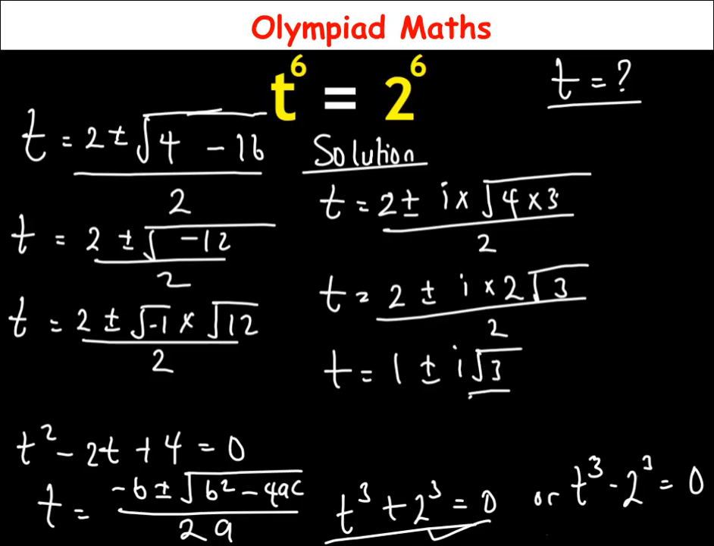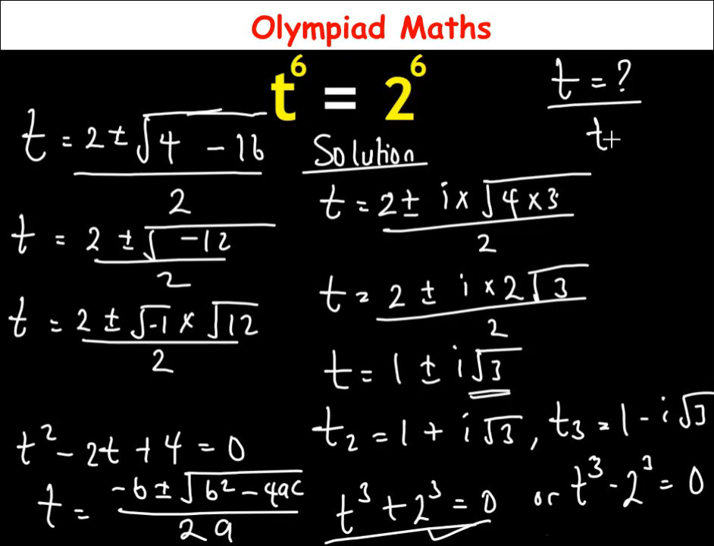Now we've gotten the value of t. Therefore, the value of t2 is equal to 1 plus i root 3, and the value of t3 is equal to 1 minus i root 3. Don't forget that the initial value of t was minus 2, and these are the other values of t. From this equation, we've gotten three values of t: t1, t2, and t3. Let us then get the other values of t from this other equation.